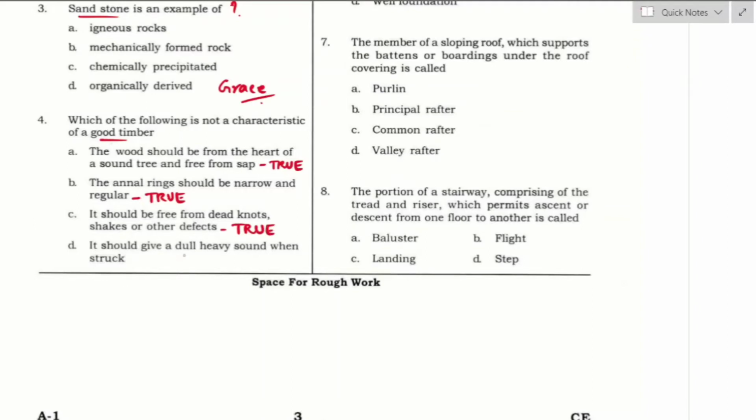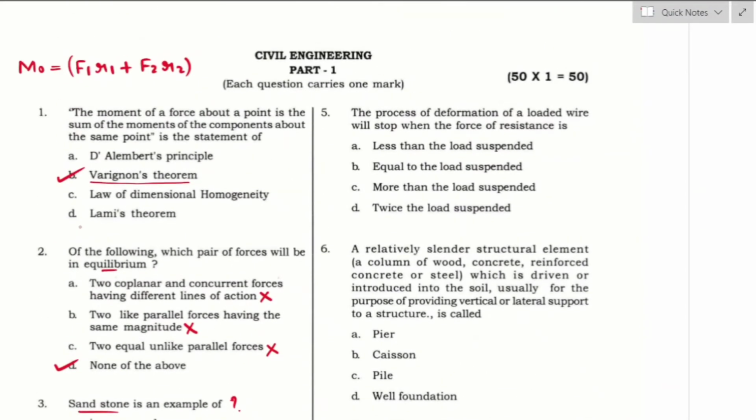Option D. It should give a dull heavy sound when struck. So this statement is false because when a wood gives a dull heavy sound, it is termed as decayed timber. So a good timber should not give a dull heavy sound when struck. So this is not a characteristic of good timber.